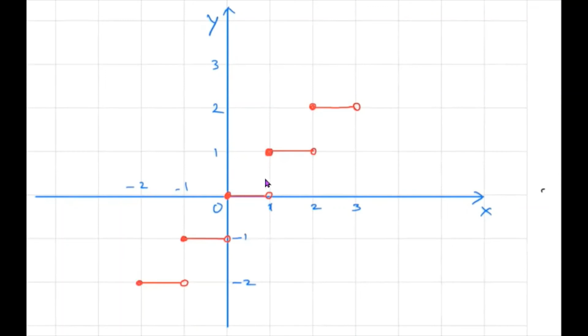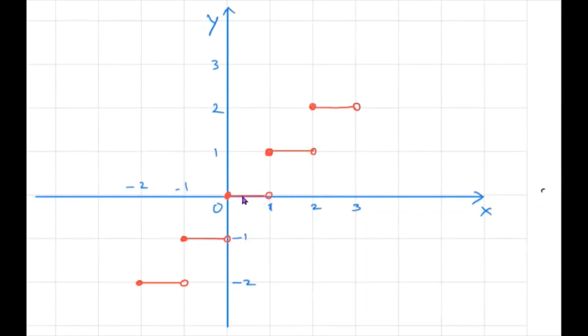In the graph, you can see that at integral points 1, 2, 3, minus 1, minus 2, minus 3 and so on, you have a break in the curve. So when you have a break in the curve, the function is not continuous. So clearly the function is not continuous at integral points 1, 2, 3, 0, minus 1, minus 2 and so on. But it is continuous at non-integral points.